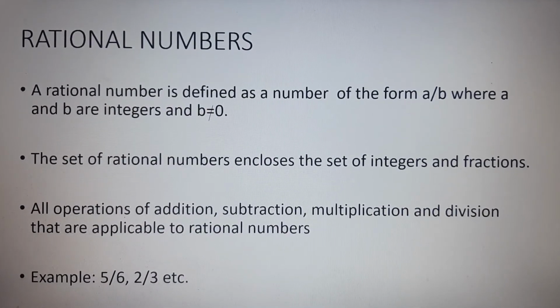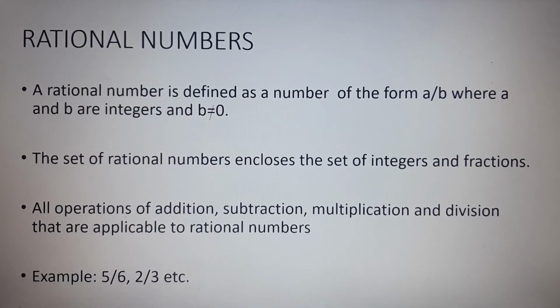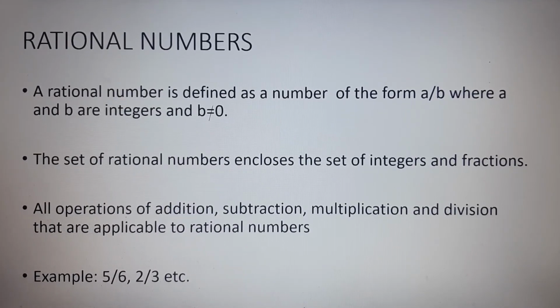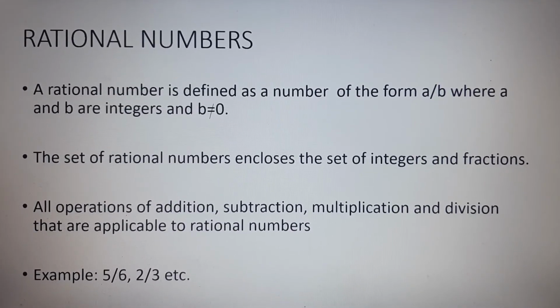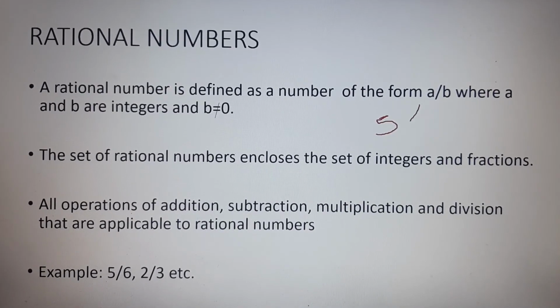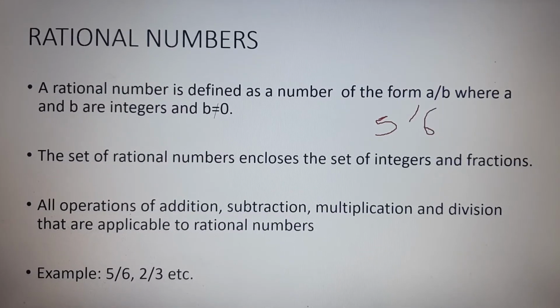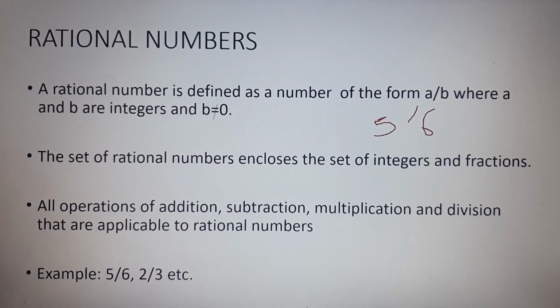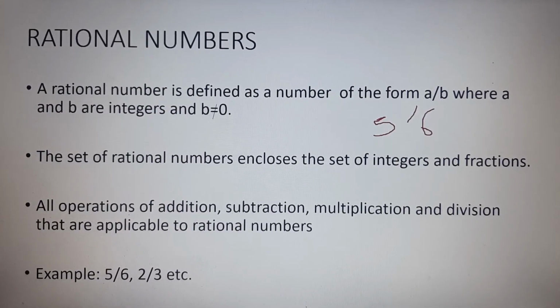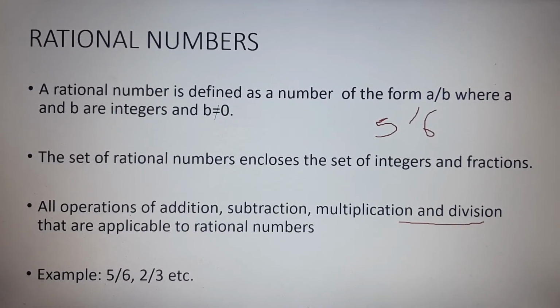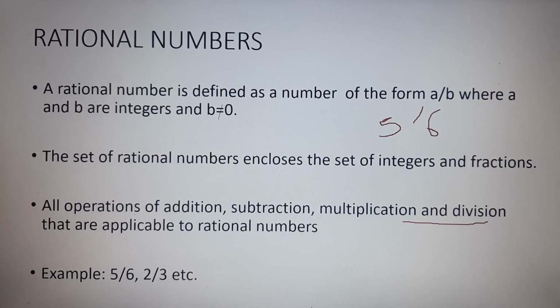Now let's come ahead with rational numbers. A rational number is a number which can be of the form A by B, where A and B are integers and B cannot be zero. Like you can take 5 by 6, as I have given in the example also. The set of rational numbers encloses the set of integers and fractions, and all operations of addition, subtraction, multiplication, and division are applicable to these rational numbers.